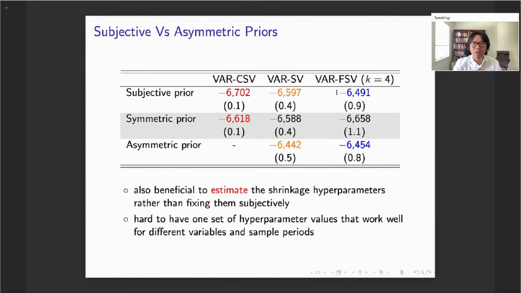The other part now is to compare the subjective versus the asymmetric prior. In all of the cases, if you estimate the kappas instead of fixing them at a certain value, you also get a huge increase in the log marginal likelihood. So it's another way to show that it's beneficial to estimate the shrinkage hyperparameters instead of fixing them at some subjective value.